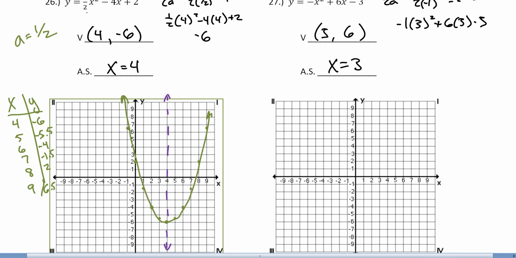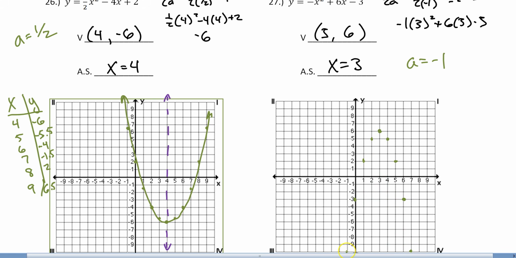Say, okay, vertex is (3, 6). So I plot that guy. The a value this time is a -1. So this thing opens down and has the standard shape. Over 1, down 1. Over 2, down 4, over 3, down 9, over 4, down 16, which brings me all the way down to the bottom. Okay, and then I can reflect each of those using my axis of symmetry.